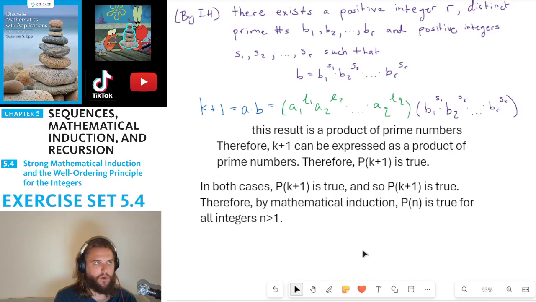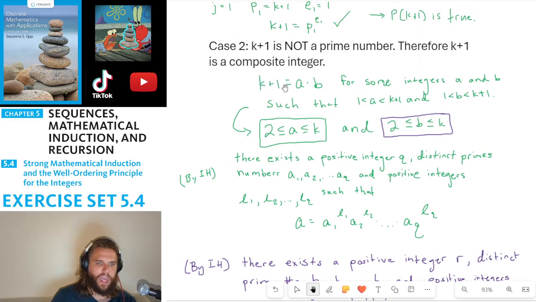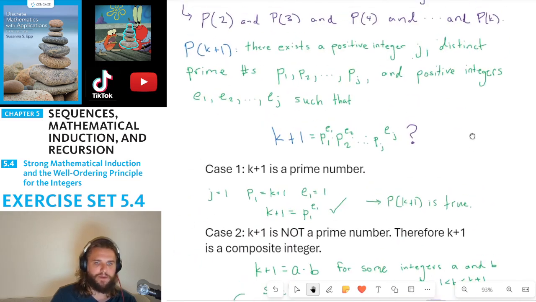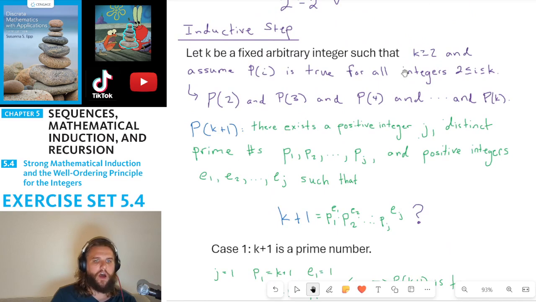And so this means that, therefore, by mathematical induction, p of n is true for all integers n greater than 1. So that means every integer greater than 1 can be written as a product of prime numbers, which is a very important theorem. And I think that there's a lot of letters in this proof, but really the idea of writing k plus 1 as a product of two numbers where we can apply the inductive hypothesis to these two smaller numbers. These numbers are both smaller than k plus 1, and they're both bigger than 1, which means they satisfy the exact inequality that must be satisfied in order to be a part of the inductive hypothesis.